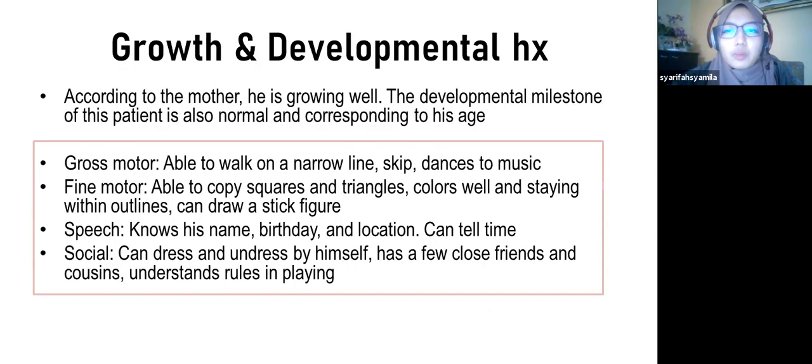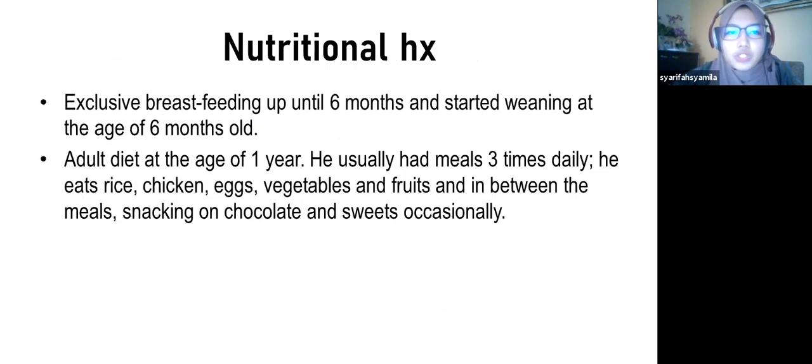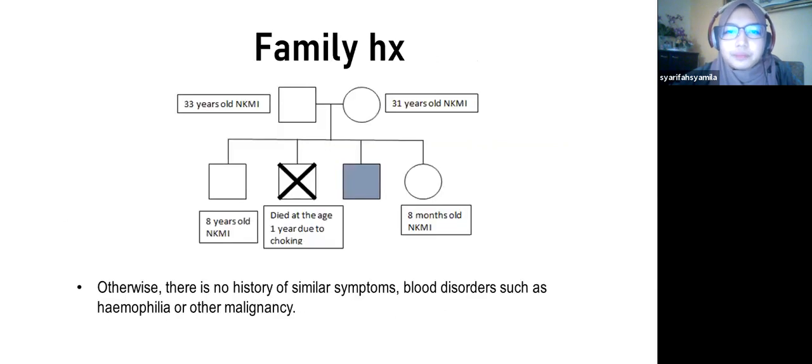For the growth and developmental history, according to the mother, he is growing well, and the developmental milestones correspond to his age. For the nutritional history, the boy had exclusive breastfeeding up until 6 months and started weaning at the age of 6 months old. Now he is consuming an adult diet.